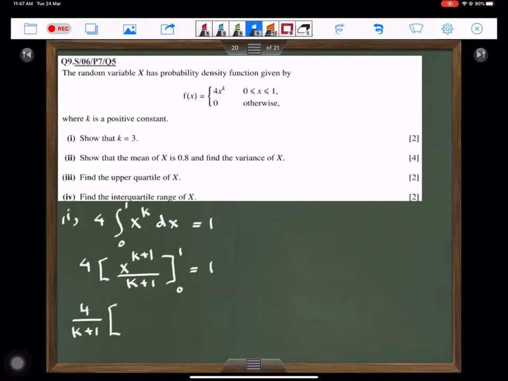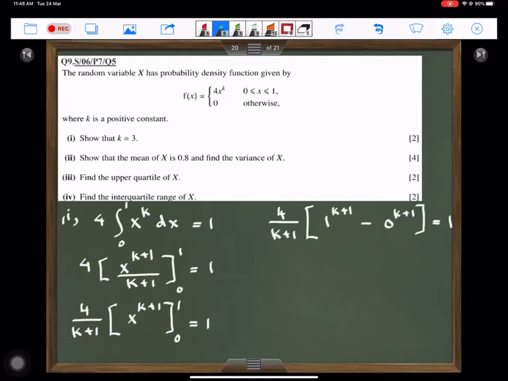x raised to the power of k+1 between the limits 0 and 1 equals 1. It's a nice, cute question. This is 4 over k+1, times 1 raised to the power of k+1 minus 0 raised to the power of k+1. This is where it tests your faith in math. 1 raised to any power remains 1. 0 raised to any power remains 0. So therefore, you are left with 4 over k+1.